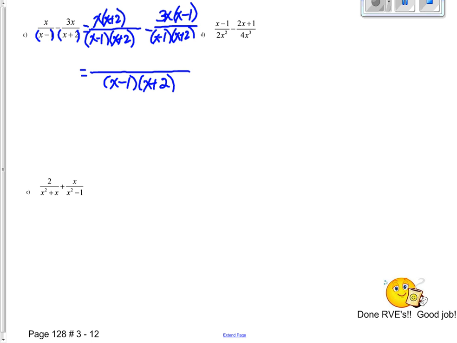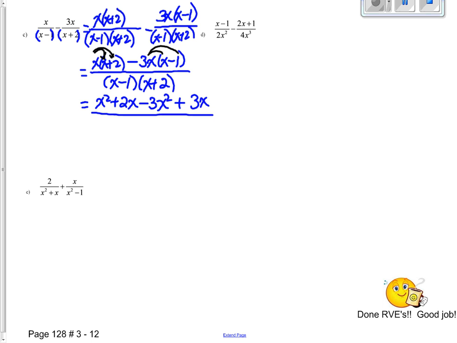All right. On the top, I have x times x plus 2, take away 3x times x minus 1. And by convention, we tidy that up and leave the bottom the way it is. Distributive law, twice, here and here. My new numerator becomes x squared plus 2x minus 3x squared plus 3x, a negative and a negative, right at the bottom.